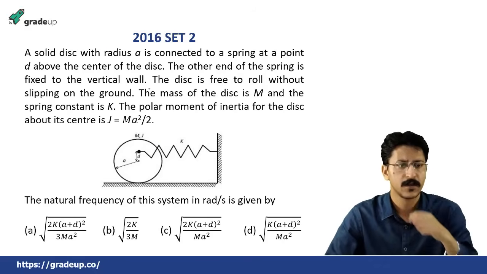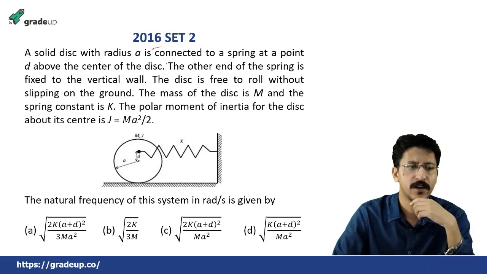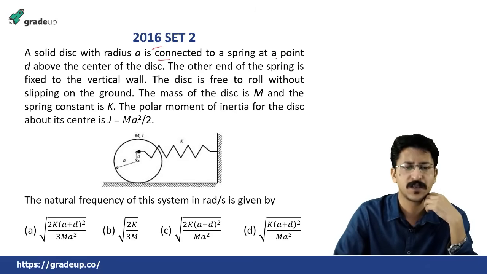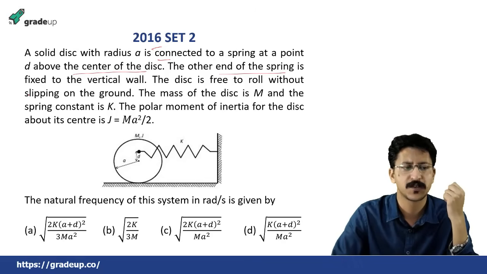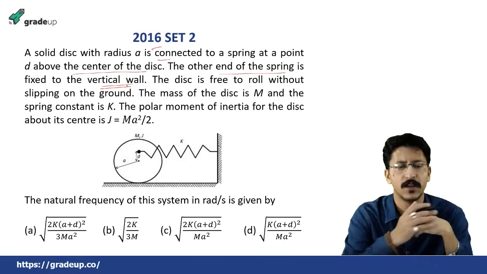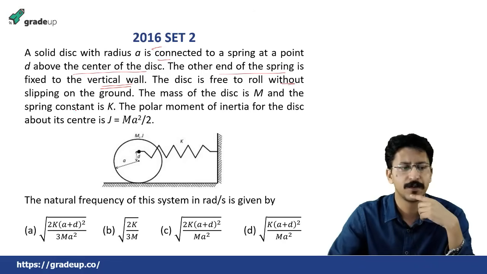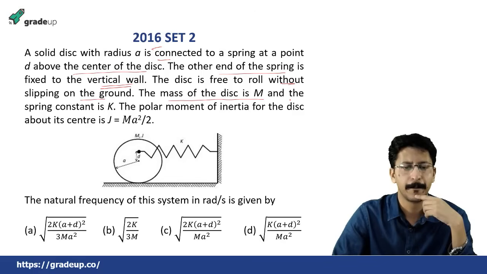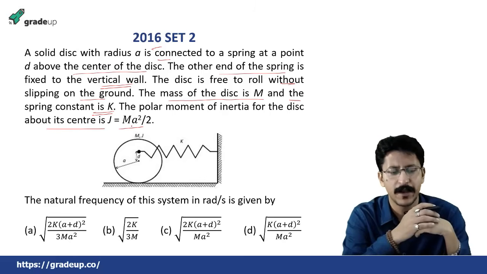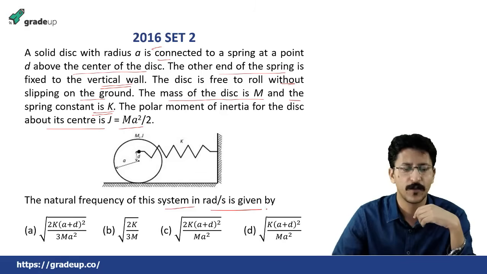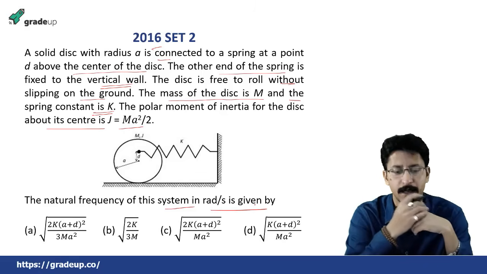Next question, 2016 set 2. A solid disk of radius A is connected to a spring at a point D above the center of the disk. The other end of the spring is fixed to a vertical wall. The disk is free to roll without slipping on the ground. The mass of the disk is m and the spring constant is K. The polar moment of inertia for the disk about the center J is J equal to ma square by 2. The natural frequency of the system in radian per second is given by.